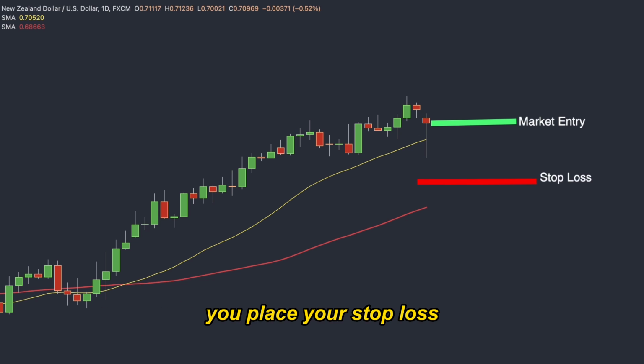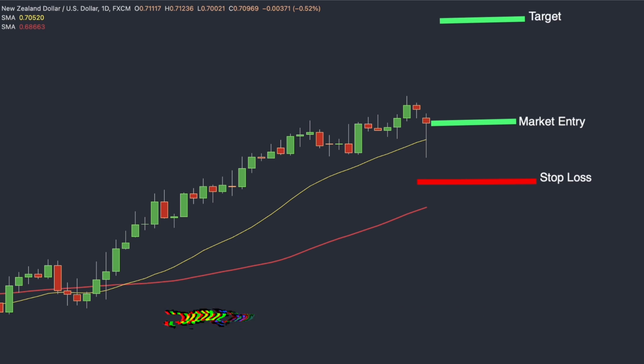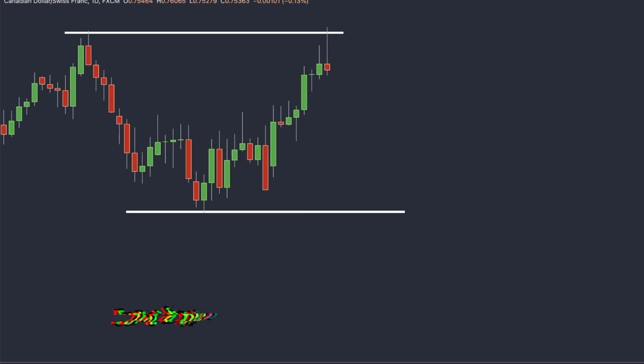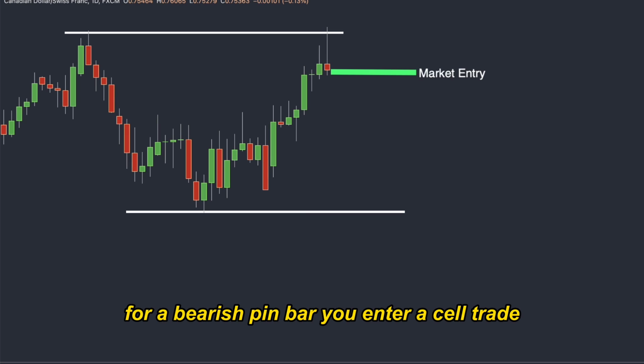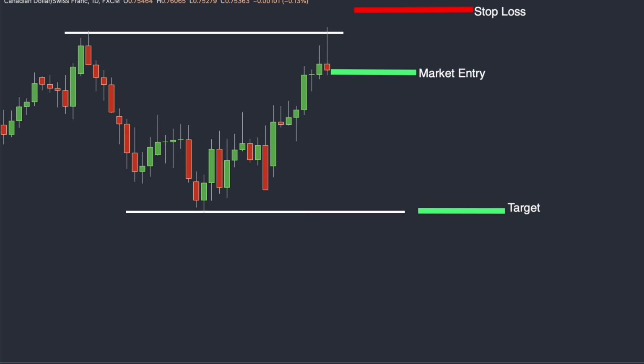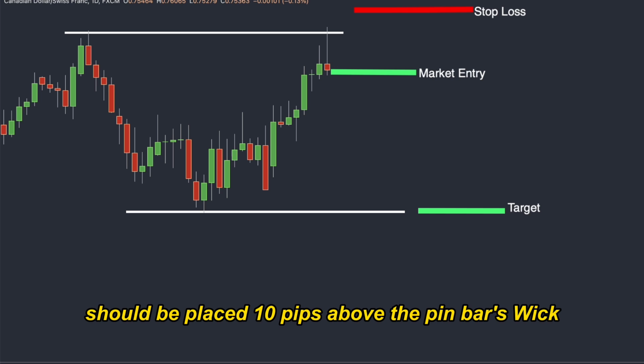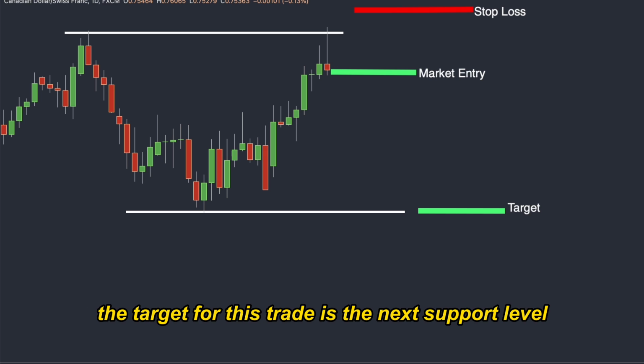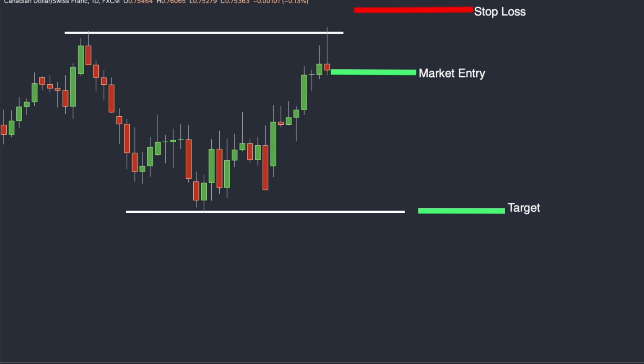You place your stop loss 10 pips below the pin bar's wick, or just below the nearest support level to protect against false breakouts. Your profit target should be set at the next resistance level, where price is likely to face selling pressure. For a bearish pin bar, you enter a sell trade at the close of the pin bar. Your stop loss should be placed 10 pips above the pin bar's wick, or above the nearest resistance level. The target for this trade is the next support level, where buyers are likely to step in.